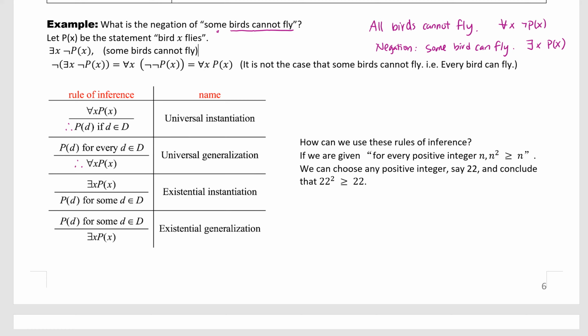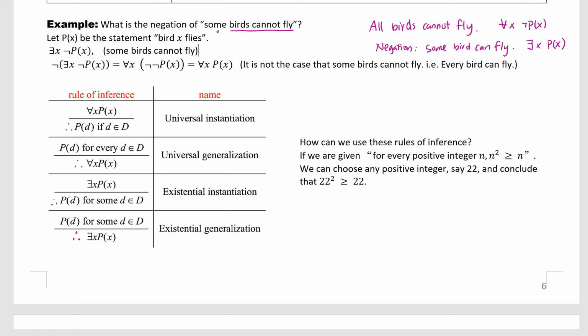Okay, next, there exists x, P of x. That means P of d is true for some d in the domain. This is called existential instantiation. Next, P of d for some d in the domain. Therefore, there exists x, P of x. This is called existential generalization.